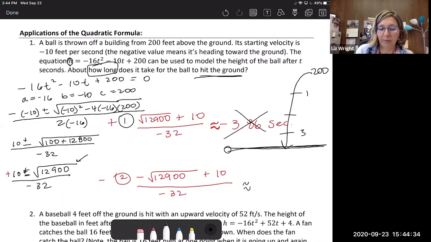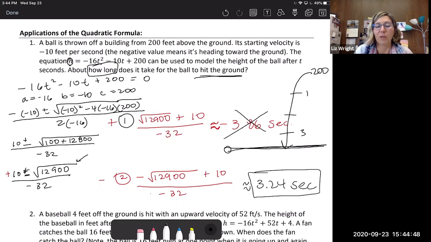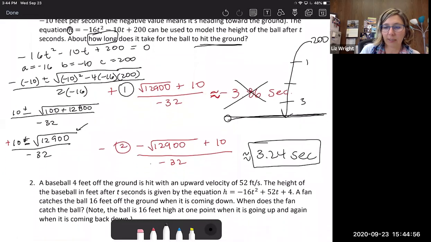And we should, because we've got a negative over a negative, which is going to give us a positive. So then the next answer that we should be getting is approximately 3.24 seconds for this next one, which should be our answer. So definitely pause the video. See if you can get that on your own in your own calculator, because you definitely want to make sure you know how to do these problems. So you're going to see them again.